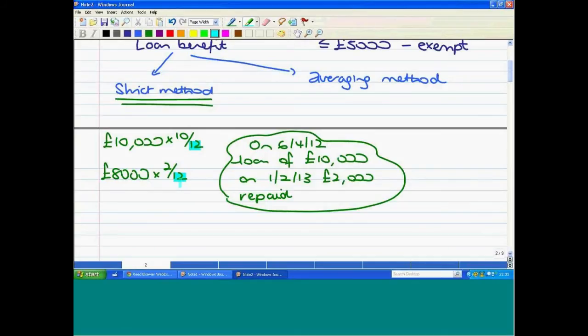Now, of course, that's not our benefit there, because in actual fact, our benefit is then times by the official rate of interest, which is 4%. Okay, and we can get that on our tax tables, but that's generally always 4%. So we do our 10,000 times our 10/12 times the 4%, 8,000 times 2/12 times 4%, and we would get our figure of 386.